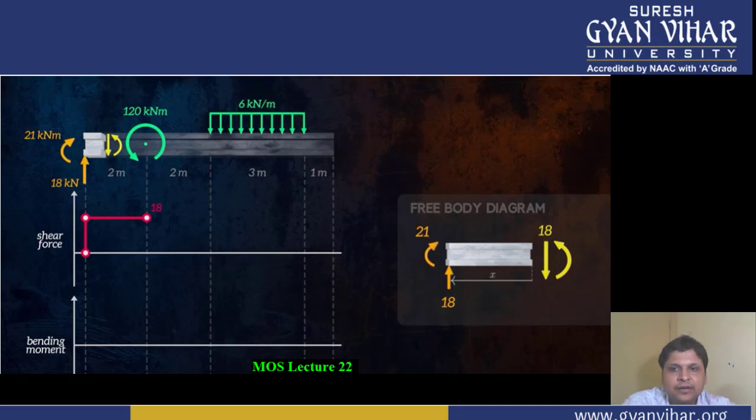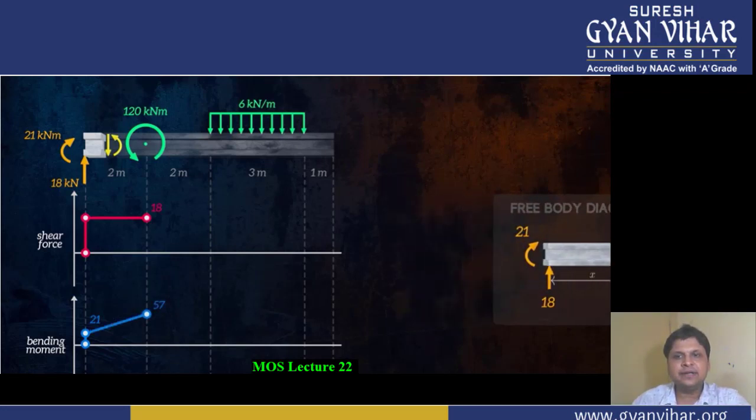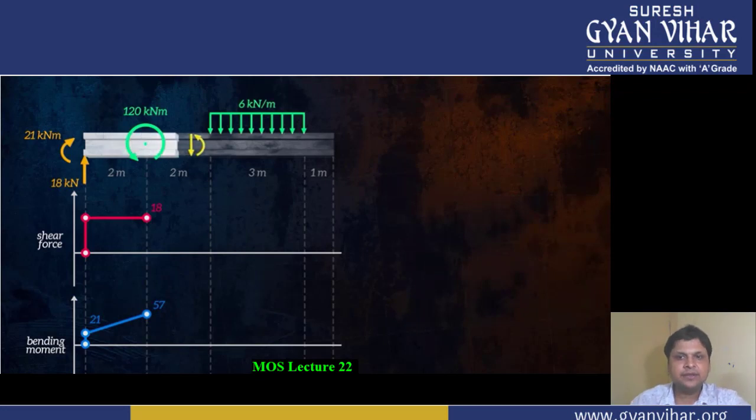The bending moment needs to take into account the reaction force and the reaction moment. At x equals 0, the bending moment is equal to the reaction moment of 21 kilonewton meter. As we move to the right, we also need to consider the moment caused by the 18 kilonewton reaction force. This gives us the equation for a straight line.